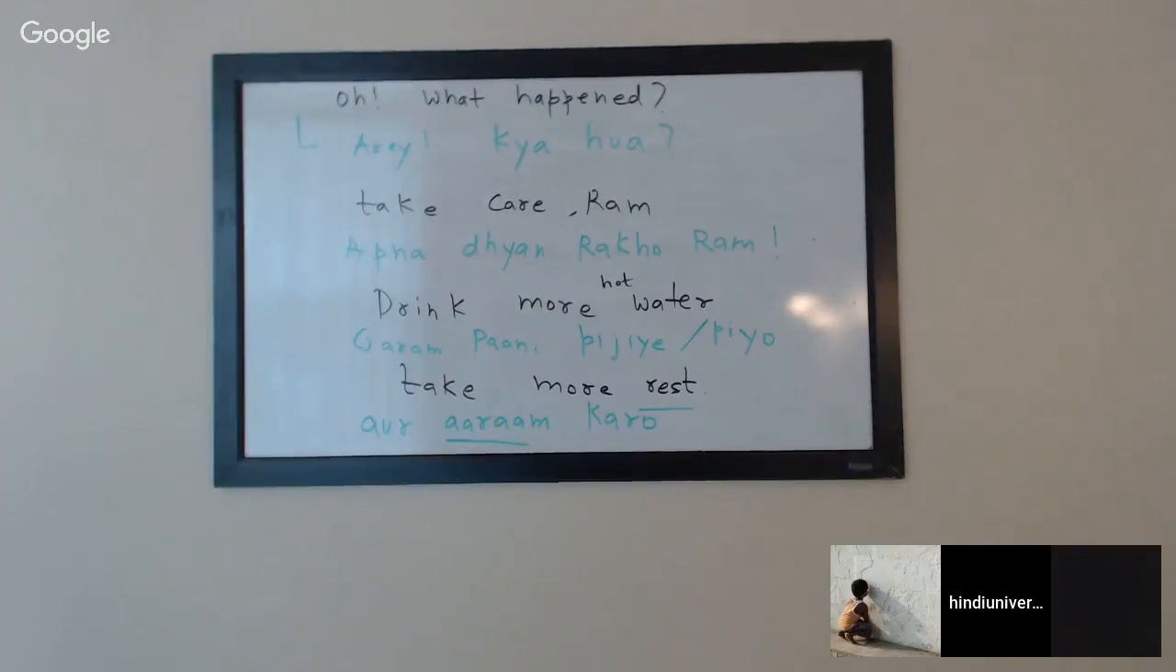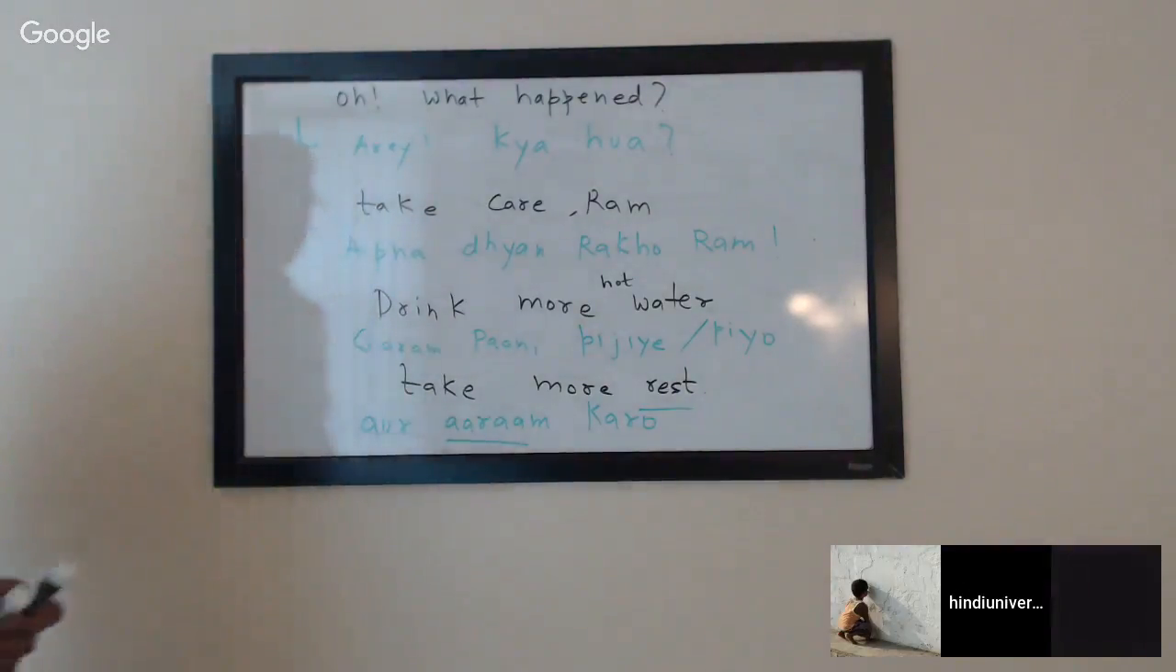Kya haal hai? Nirmanji, you ask the right question. Kya haal hai? And then the response would be, sab kuch theek hai. Okay, Shirin is saying, mujhe aapse ek zaruri baat karni hai, Ram. Okay, it's an important question. Mujhe aapse ek zaruri baat karni hai, Ram. What does it mean, Ilan?